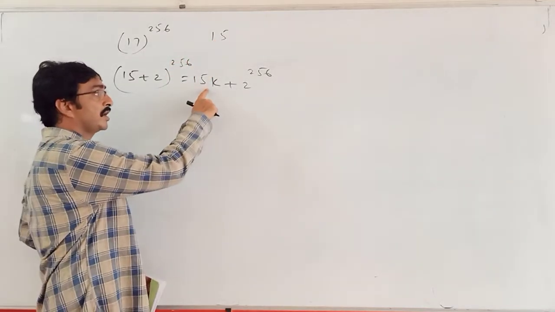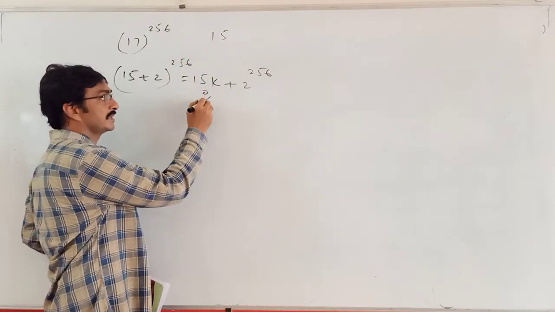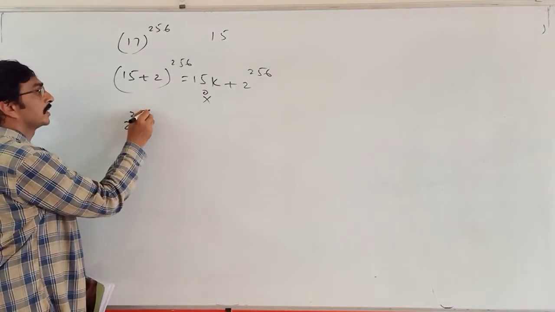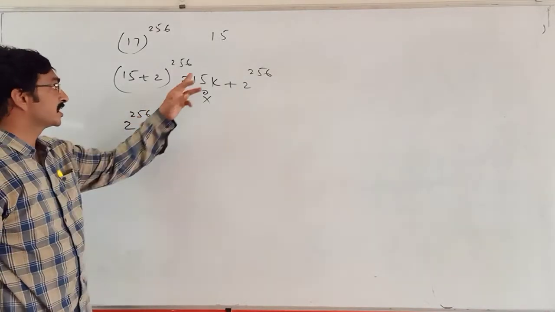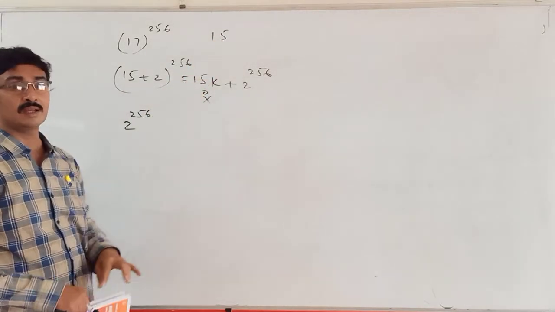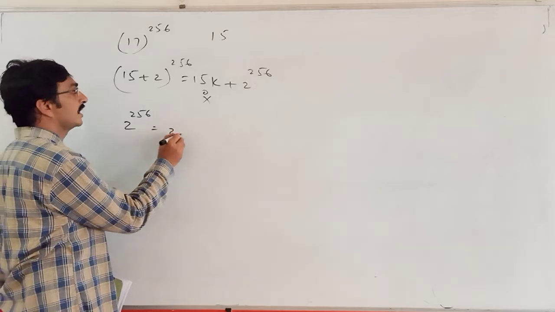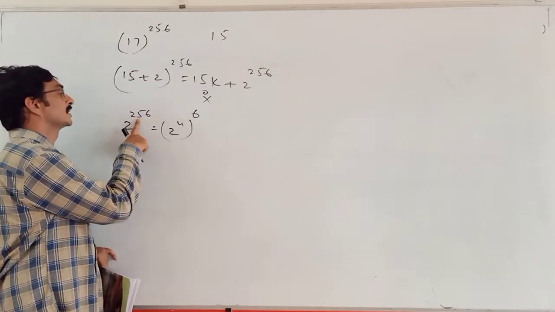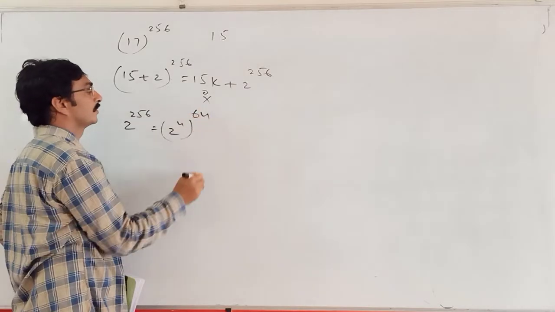So the remainder that comes from this part is 0, so we can remove it. We remove it and take the other problem separately, with the 15 and 2. 2 power 4 value is 16, right? Therefore, this can be expressed as 2 power 4, 4 power 4, 6 is 24, 4.